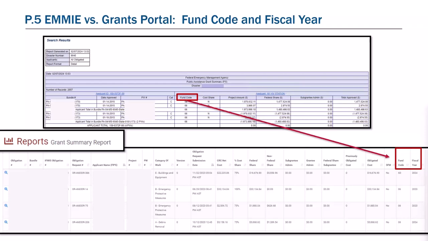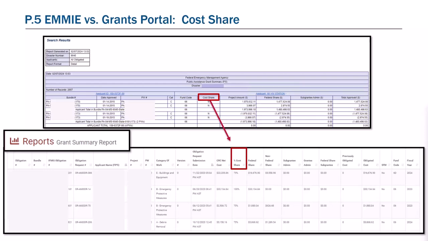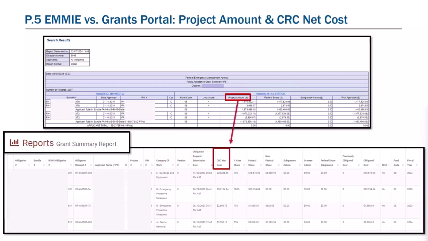In EMMIE, it shows the fund code. In Grants Portal, it shows the equivalent information under fund code and fiscal year. In EMMIE, it shows cost share with a yes or no. In Grants Portal, it shows the actual cost share percentage.